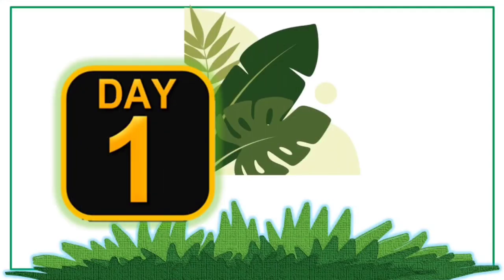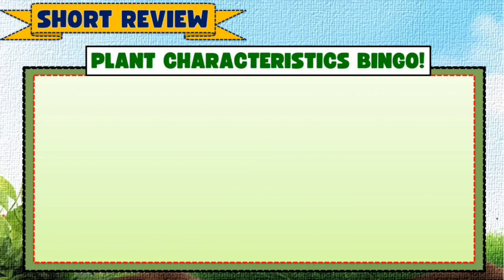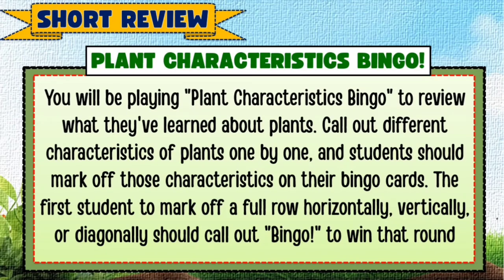Day 1. We will have our short review with regards to plants. This is Plant Characteristics Bingo. So you will be playing Plant Characteristics Bingo to review what you have learned about plants. Call out different characteristics of plants one by one, and students should mark off those characteristics on their bingo cards. The first student to mark off a full row horizontally, vertically, or even diagonally should call out bingo to win that round. Are you ready to play bingo?